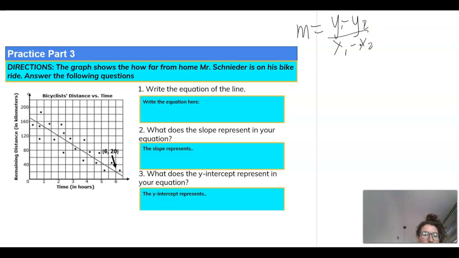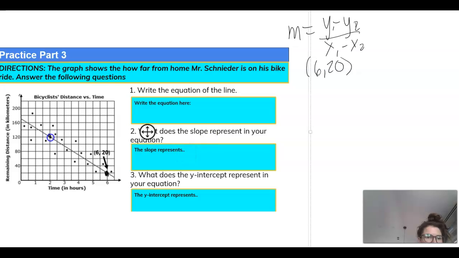I'm already giving you one of those coordinates, so we're looking at 6, 20. And then to find our other coordinate, again, we're looking for a good lattice point. I'm liking this point 2, 120 as our other point. So we have x, y, x, y.